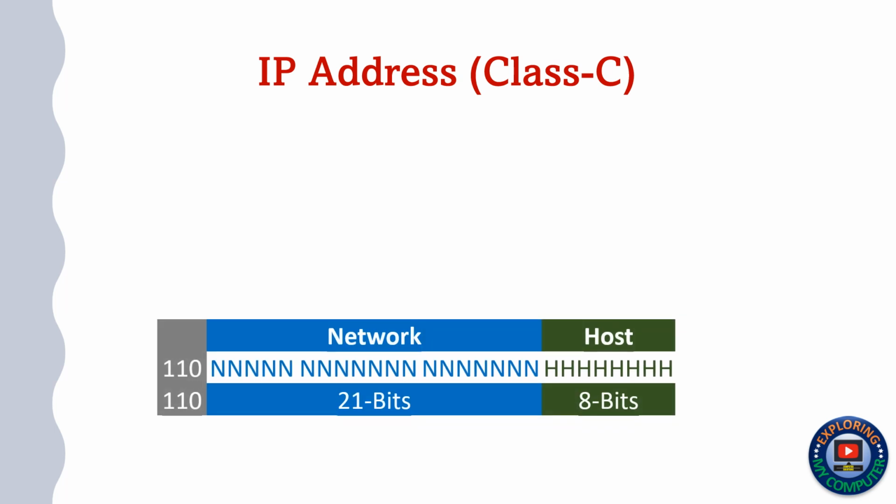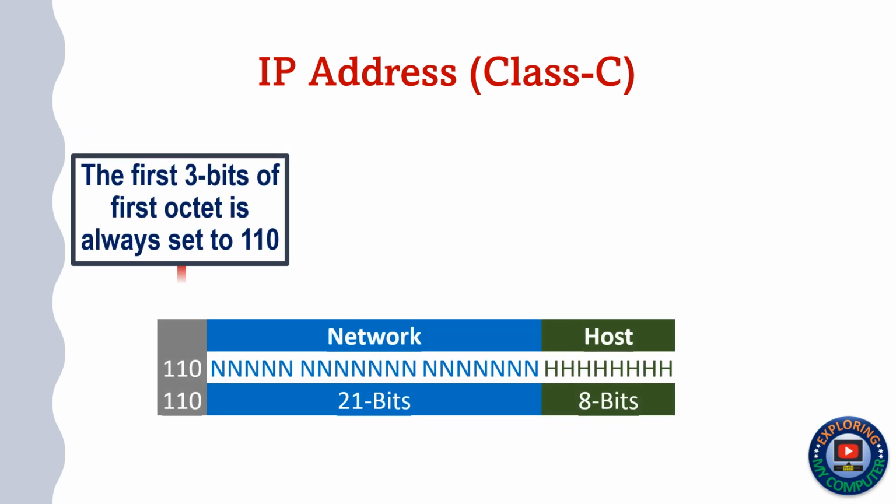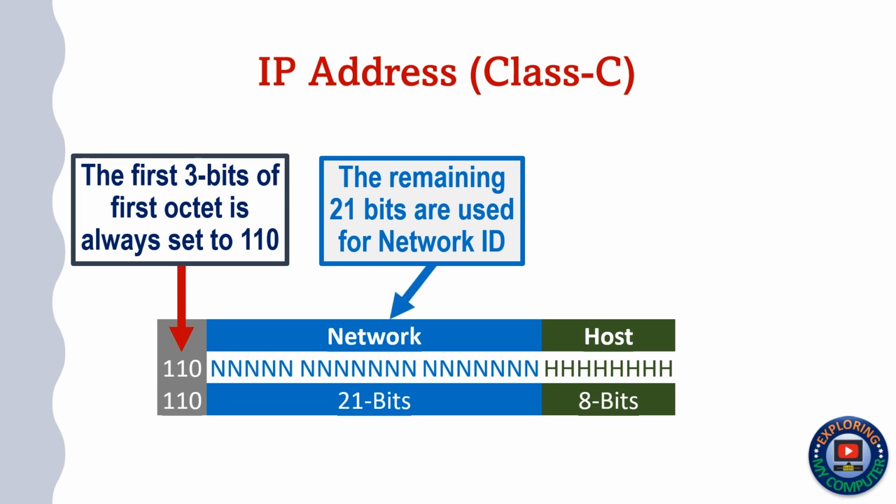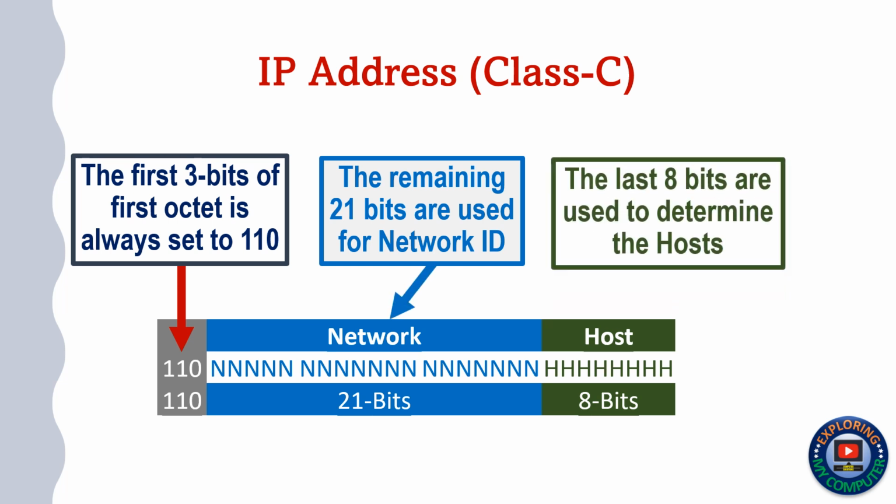Class C IP address format is shown here. In Class C IP address, the first 3 bits of first octet is always set to 110. The remaining 21 bits are used for network ID. The last 8 bits are used to determine the hosts.